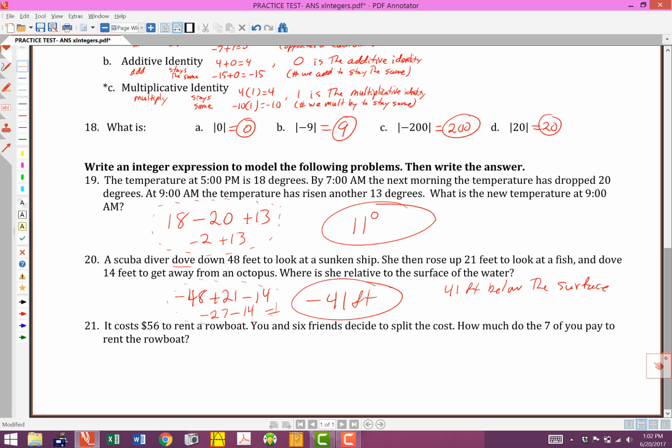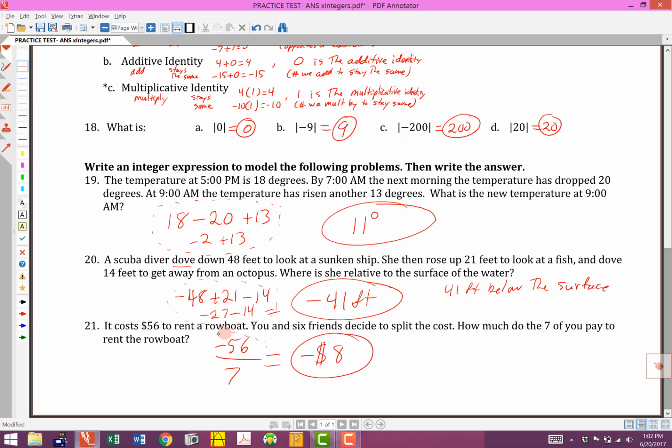Okay, last one. Costs $56 to rent a rowboat. You and 6 friends decide to split the cost. How much do the 7 of you, remember it's you and 6 friends, so there's actually 7 of you all together. How much do each of you owe for the rowboat? So we're going to represent the owing $56 with a negative, and we're going to divide that by 7 friends. So that means negative 8, and I'm going to put a dollar sign on there.